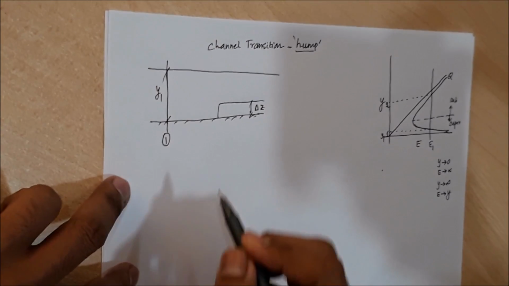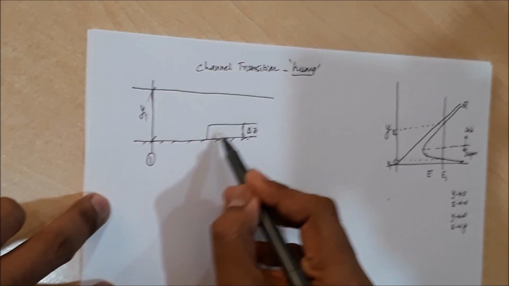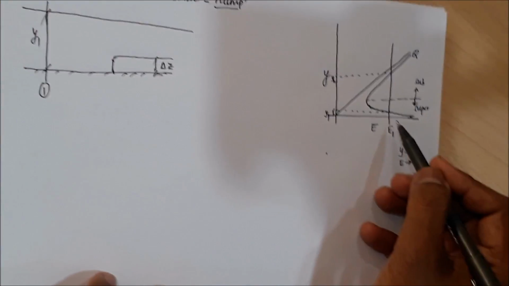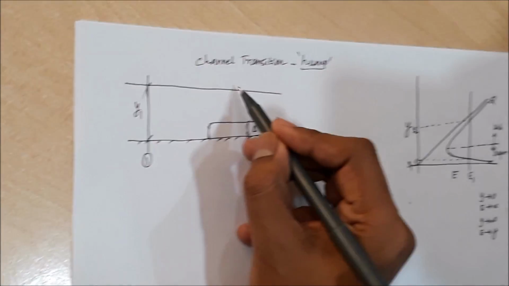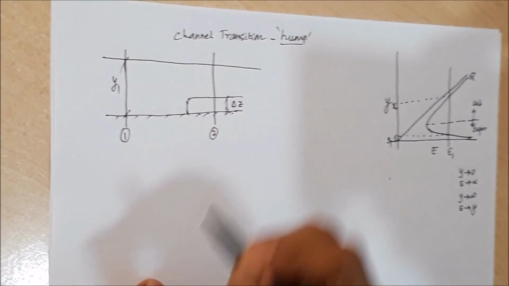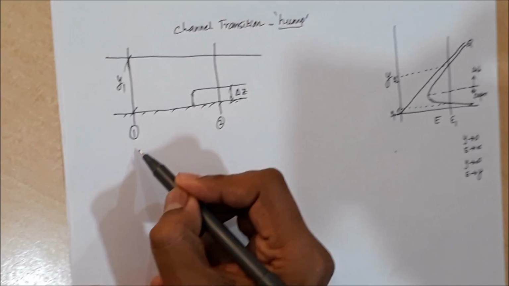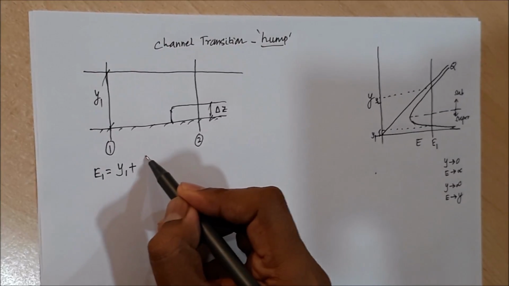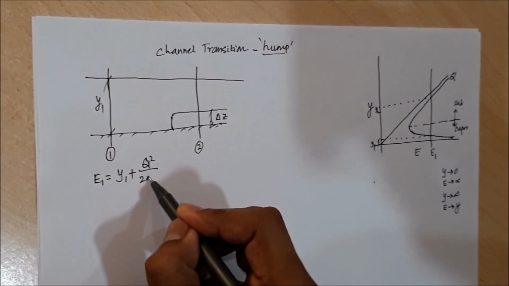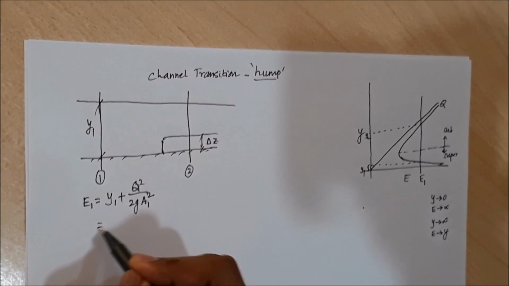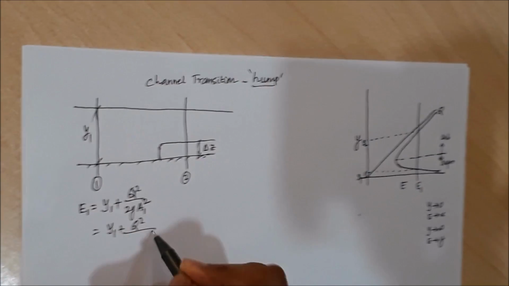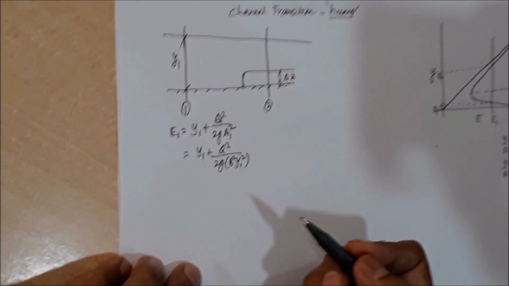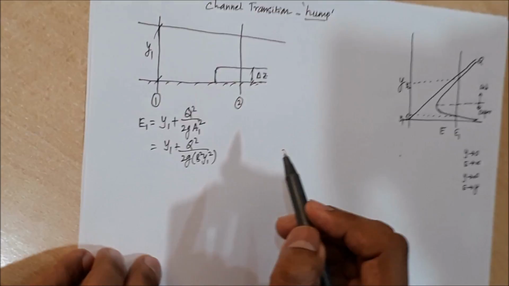Now our interest is to study what happens to this flow depth when a hump is introduced on the channel bottom. So as you see from the specific energy curve, let's say this is section 1, and I take another section here, section 2, over the hump. Now the specific energy at section 1 can be written as y1 plus q square by 2g a1 square, or y1 plus q square by 2g y1 square for a rectangular section. I am also assuming that we are discussing this flow condition only for subcritical flow.